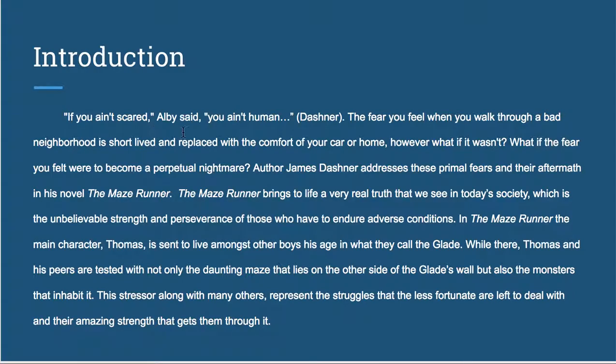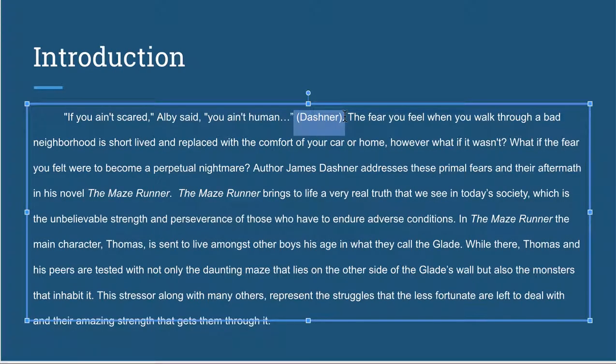If you ain't scared, Albie said, you ain't human. Dashner. So right here, I shouldn't be interrupting myself probably, but right here, they have correctly documented the source. This is the author of the book, The Maze Runner, and if I look on their Works Cited page, I will know where to find this source because it will be listed alphabetically with Dashner as the author's last name. All right, if you ain't scared, Albie said, you ain't human.